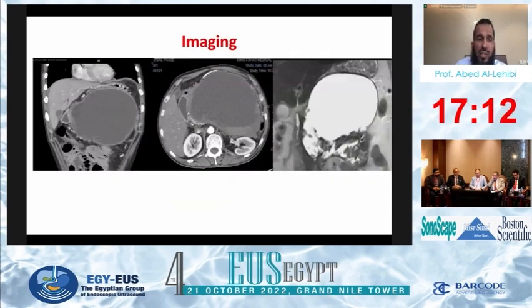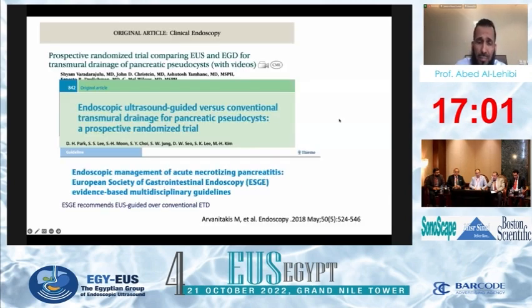As you see, this is a CT scan, and next to it the MR or MRCP. MRI is clearer and tells us more about necrosis compared to the CT scan. EUS is also proven in the guideline, this is the ESGE guideline, that EUS is the modality of choice over conventional drainage, either percutaneous or endoscopic, for safety and for real-time imaging.